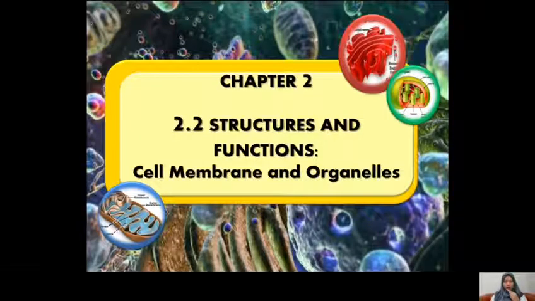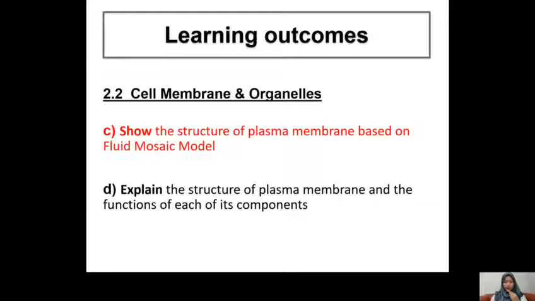Okay, good day everyone. So in this video, we're going to discuss chapter 2, 2.2, structures and function, cell membrane and organelles. In this subtopic, we have a few objectives that need to be achieved. However, I'm going to specifically focus on the third objective, which is to show the structure of plasma membrane based on the fluid mosaic model. Meanwhile, the rest of the other objectives will be discussed in your tutorial class.